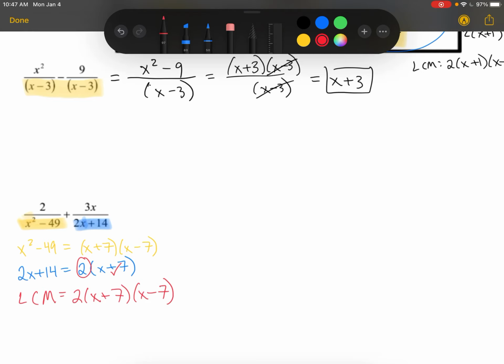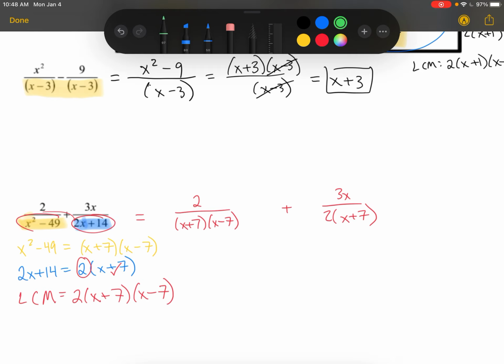So now that we have this LCM, what do we do with it? So we actually want to rewrite this question now. So we have 2 over x plus 7, x minus 7, and then we have 3x over 2x, sorry, not 2x plus 14, 2 times x plus 7. And we're just taking this, and we're writing them into their factored forms.